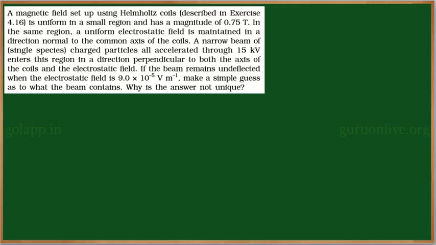See this problem. A magnetic field setup using Helmholtz coils is uniform in a small region and has a magnitude of 0.75 Tesla. In the same region, a uniform electrostatic field is maintained in a direction normal to the common axis of the coils. A narrow beam of charged particles, all accelerated through 15 kilovolts, enters this region in a direction perpendicular to both the axes of the coils and the electrostatic field.